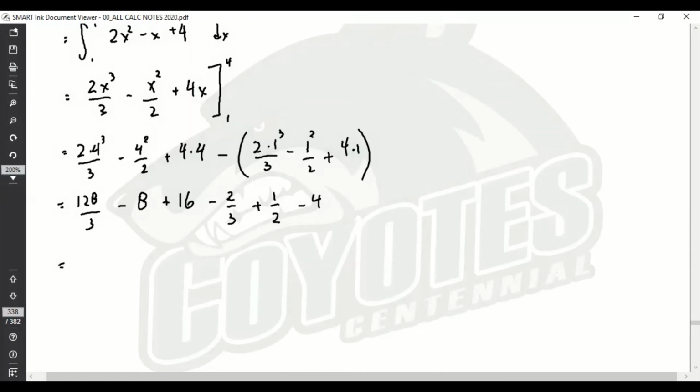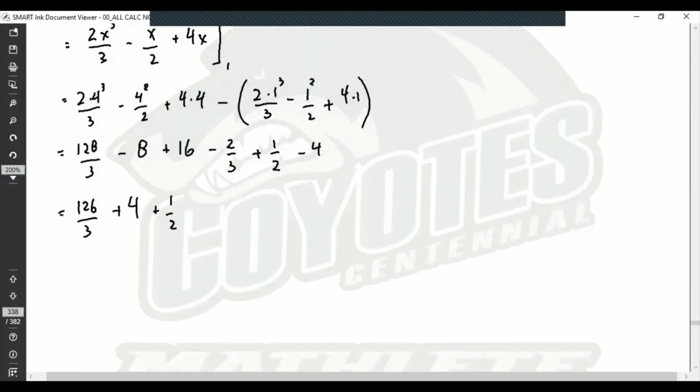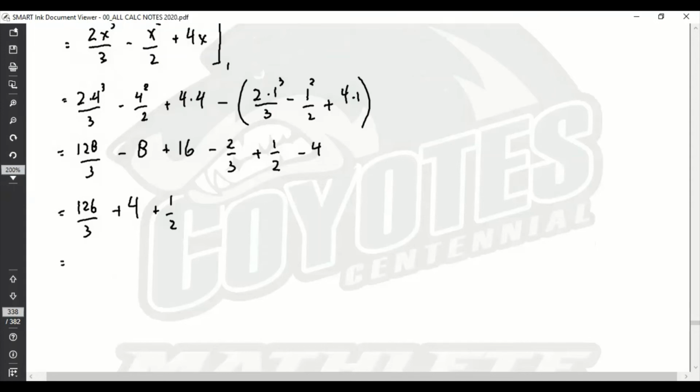Combining those thirds together, this ends up being 126 over 3. Combining all of our whole numbers together, we end up with minus 12 plus 16, which is plus 4. And then we have plus 1/2. 126 over 3 is 42. Plus 4 is 46. Plus 1/2 is 93 over 2.